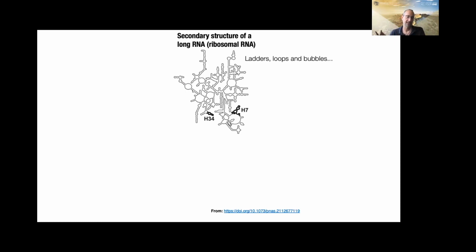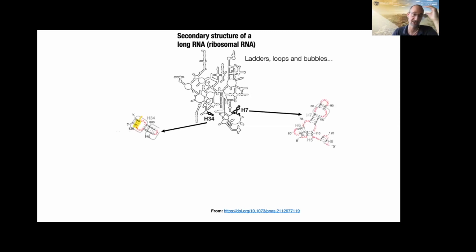So here's a typical example of this: a 2000-plus nucleotide RNA shown in the typical cartoon view with a silhouette showing stems and bubbles, right? Ladders, loops, bubbles. I'm highlighting 2 regions here, H2, so 2 domains if you will, helix 34, and 7. I blow up on the right here, so you can see, and I color the Watson-Crick regions in black, the non-Watson-Crick in red. So you can see there's a bunch of red, right?